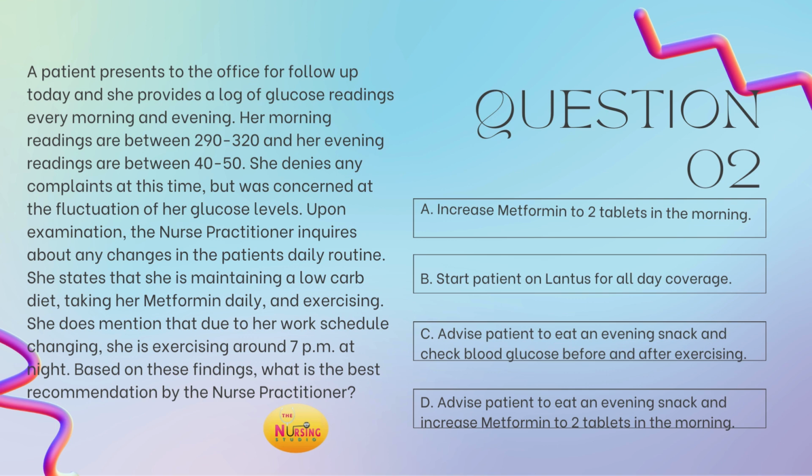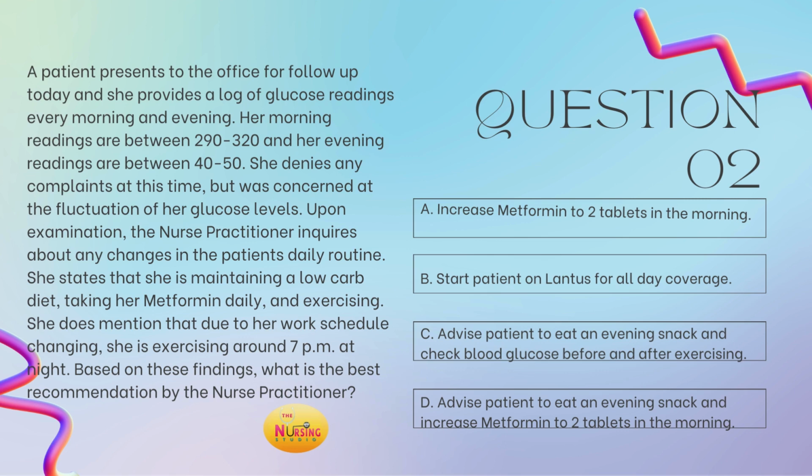All right, you guys. So, the question states, based on these findings, what is the best recommendation by the nurse practitioner? All right. So, what is going on here? Patient comes in just for follow up. They have a log of their blood sugar levels, those glucose readings, right? In the morning, it's elevated, 290, 320. In the evenings, 40 to 50. So, it's in the lower range, right?